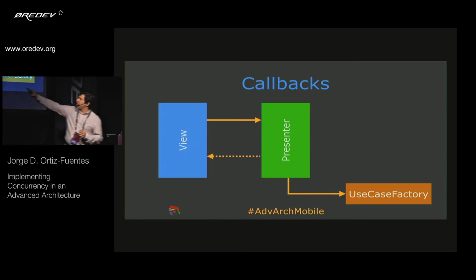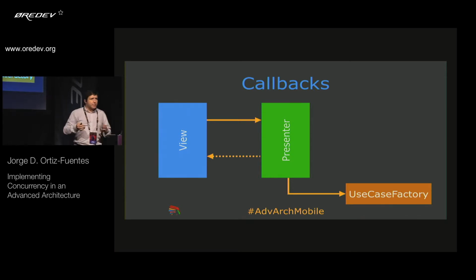So we have the view, we have the presenter, and we have the use case factory. Notice that in these diagrams, the solid lines are strong references, while the dotted lines are weak references. As you all know, if you have a cycle of strong references, you have a memory leak. And this is something that we would like to try to avoid. So this is how it would work.